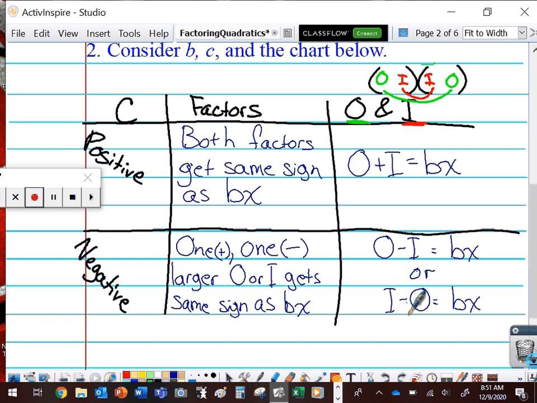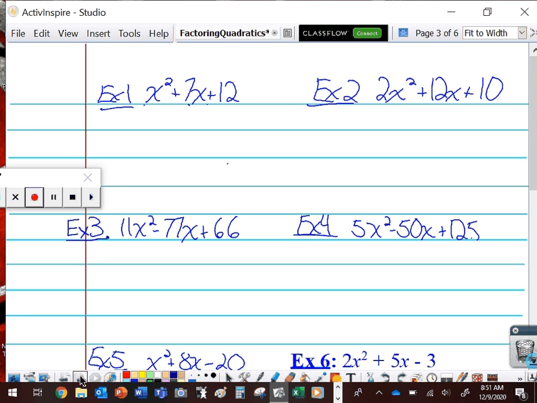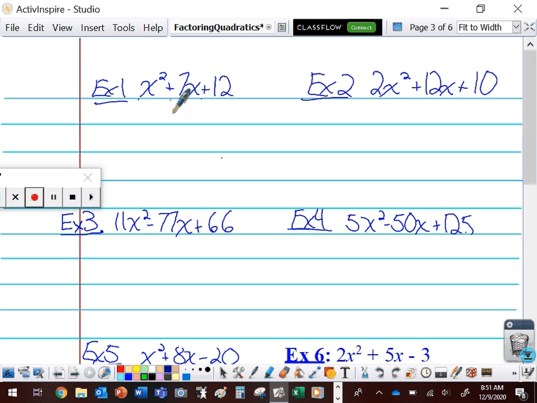Okay? Now, this chart will work to factor any quadratic that can be factored. Bring out a GCF first, and then focus on this chart. So let's take a look at some examples. I have x squared plus 7x plus 12. Now, the first thing that I would try to do is bring out a GCF, something that divides every term. But there's nothing that divides all three of those terms. So I'll go to my factors.